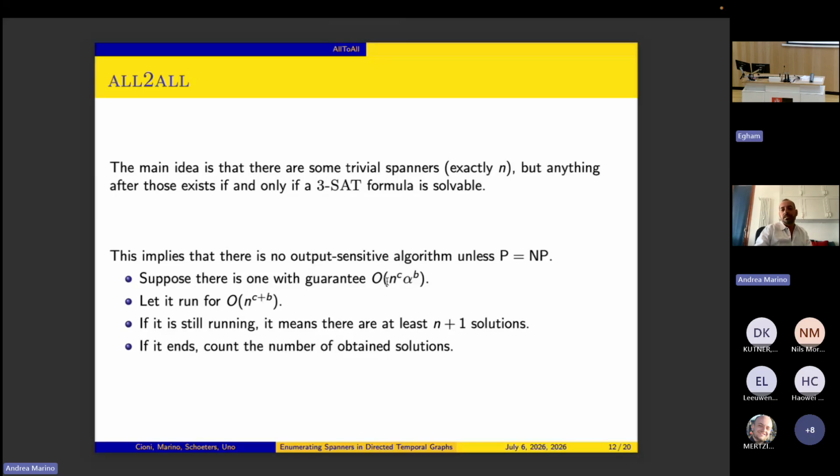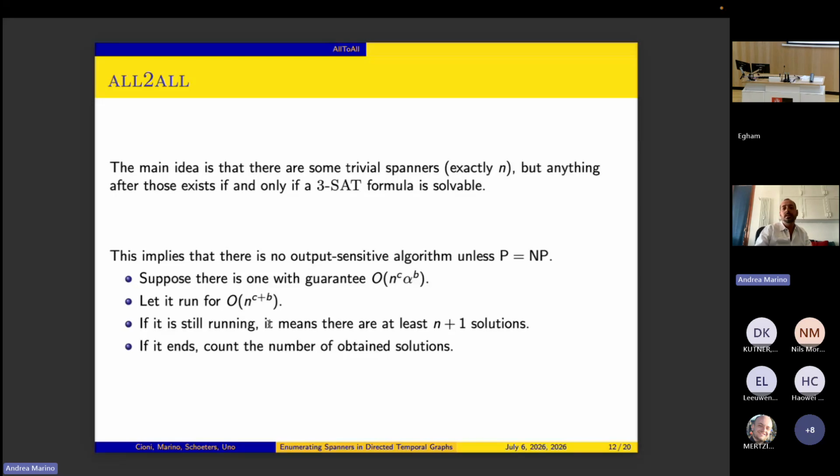So it means that there is a guarantee. The guarantee of the algorithm is going to be N C^α to the B, right? Because this is the running time. So now, if you let it run for this time, and at the end of this time it is still running, it means there are at least n+1 solutions. If it ends before, then you can just count the number of solutions obtained so far, and if they are n, the formula is not satisfiable. If there are more than n, then the formula is satisfiable.